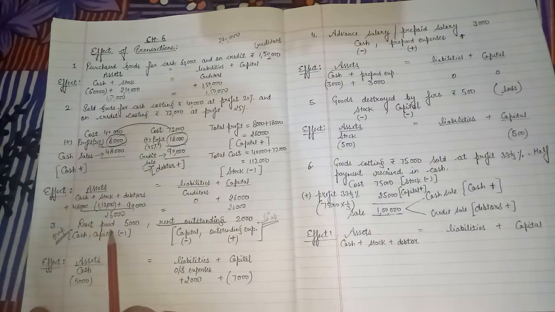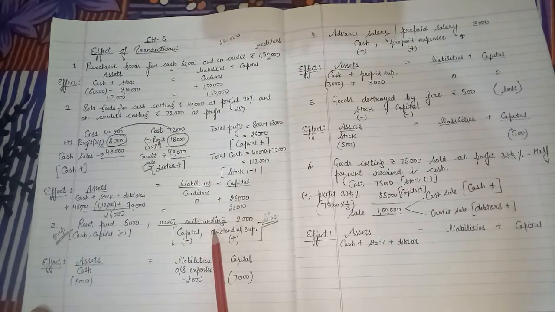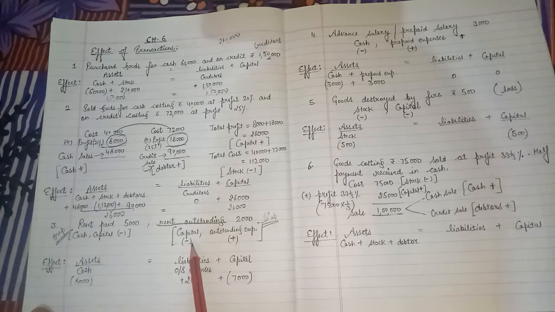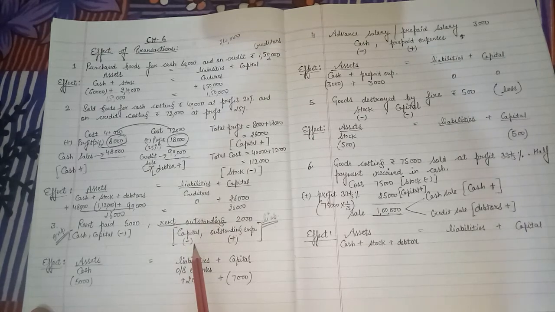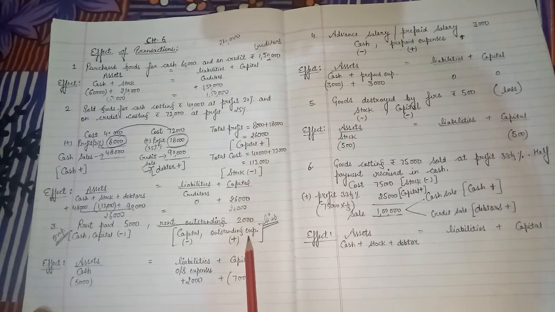Clear? Rent paid, a simple expense, will be deducted from cash and capital, and rent outstanding will not affect cash, as we are not paying in cash, it is due for payment. So it will affect capital, it will be deducted, but we will add it in a newly opened account, that is outstanding expenses. It is a liability and we have to open a new account, outstanding expenses, for this liability.